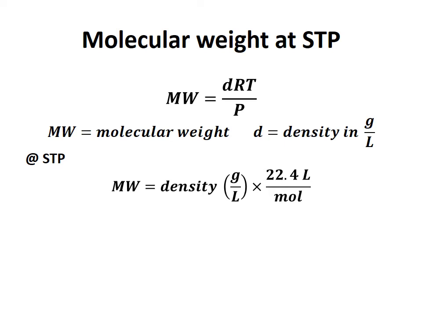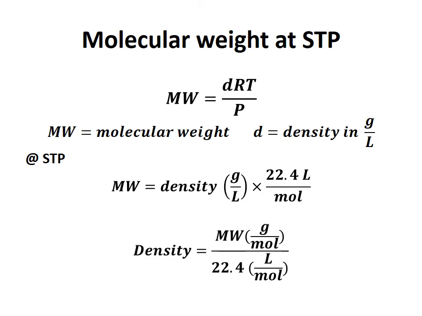So if we take the density and multiply by the volume of 1 mole of a gas, then we'll get the molecular weight, or the weight in grams per mole, because our liters will cancel. That leaves us with units of grams per mole, which is the unit of molecular weight. To calculate density, we simply take the molecular weight and divide it by the volume of 1 mole of a gas at standard temperature and pressure. So here our moles will cancel, leaving us with grams per liter.